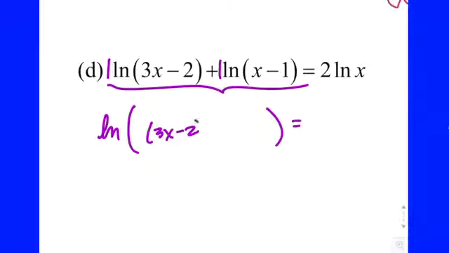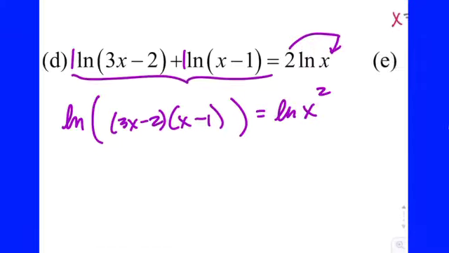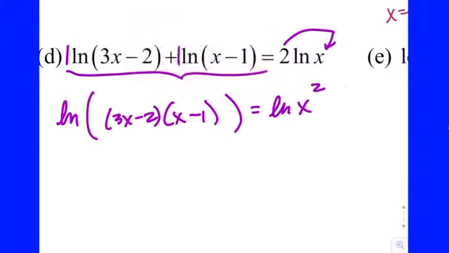So 3x minus 2 times x minus 1. Easy. Now on the right side, we can bring the 2 up on the x, and that becomes the natural log of x squared. Now notice, right here, you're kind of on a red flag alert, as well as maybe right here, because you had linear arguments, x to the first, but now I have a quadratic argument, and as soon as I expand this, I'm going to have another quadratic. So what's the red flag on the lookout for?